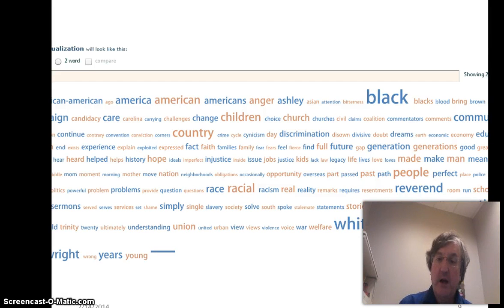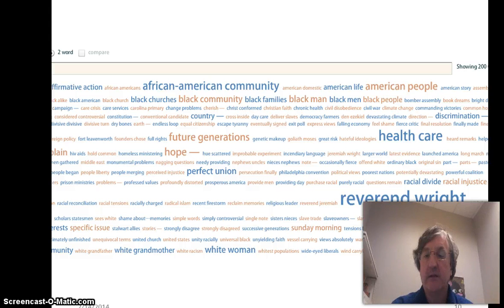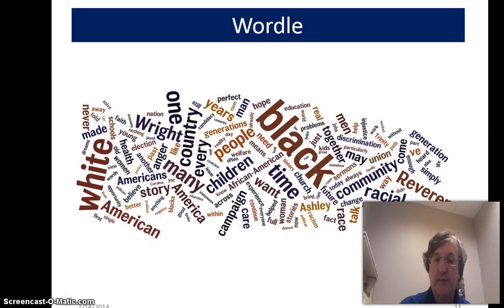You can also, with Many Eyes, look at two-word analysis, and in this speech, Obama is referencing Reverend Wright, but also other terms come up. Healthcare comes up quite a bit, kind of foreshadowing maybe his agenda and his vision for the future. Future generations, perfect union, American people, black community, frequently used phrases with black men, black people. Again, you can go in deep on these. I'm going to go quickly through them.